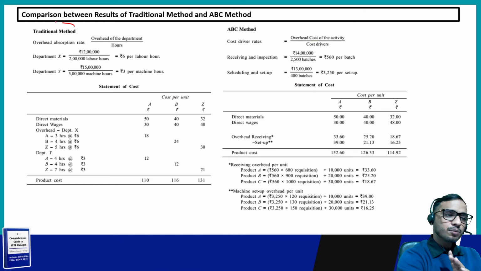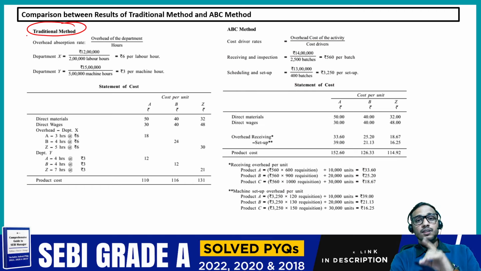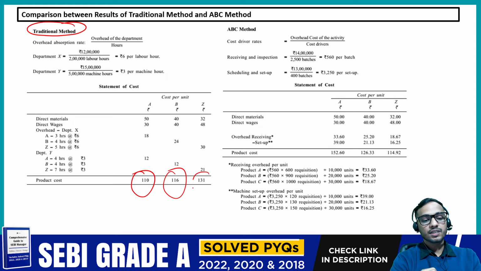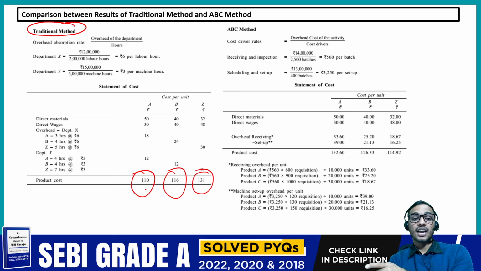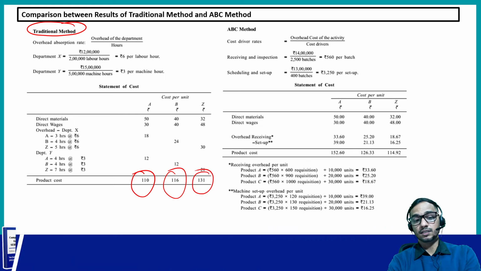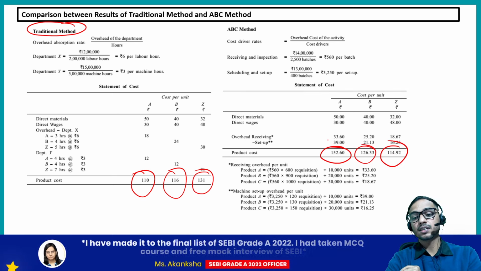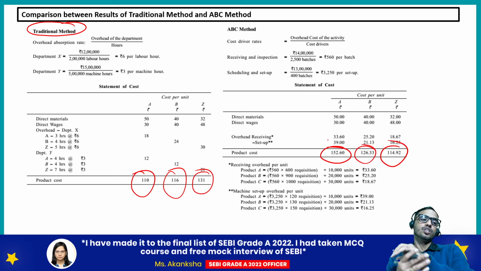In the traditional method, the product cost for A was coming out to be 110, for B it is 116, for Z it is 131. But as far as the ABC method is concerned, the cost per unit for A is 152, B is 126, and Z is 114. Which is more logical according to you?